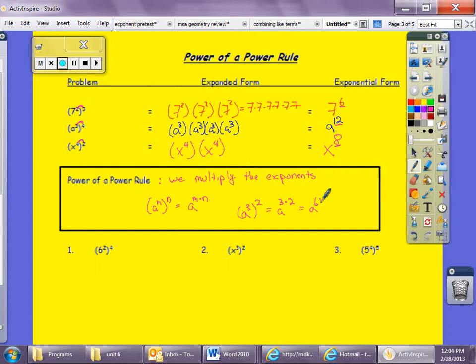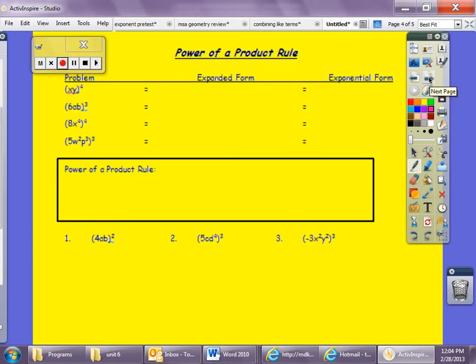So when we look at 1, 2, and 3, we simply multiply these two exponents, so it's 6 to the 8th, x to the 6th, and 5 to the 20th. It's 4 times 5, so 5 to the 20th. So that's the power of a power rule. And then we get to the power of a product rule.